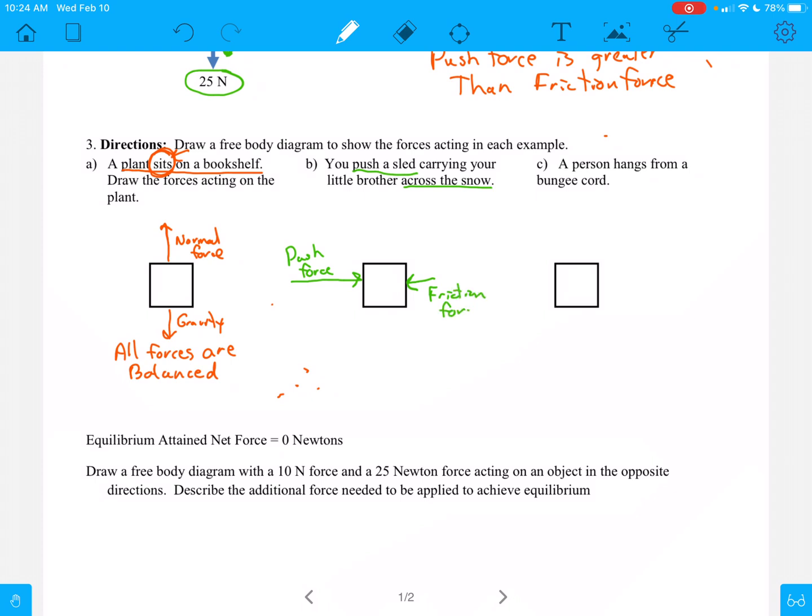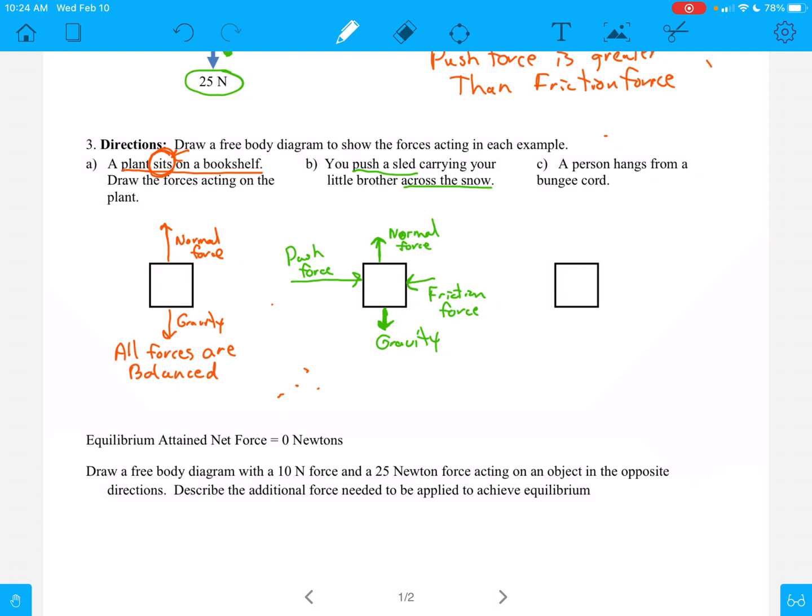Friction force. And let's see, we also have what? We have gravity pulling down. And luckily, normal force going the other direction is going to keep it from sinking into the ground, right? So there's normal force pushing up. And those are balanced. These forces are balanced because it's not sinking into the ground and it's not flying up into the sky. So gravity and normal are balanced.